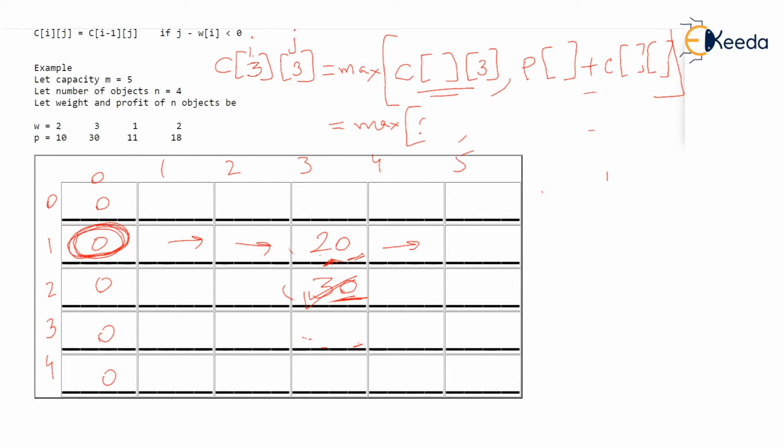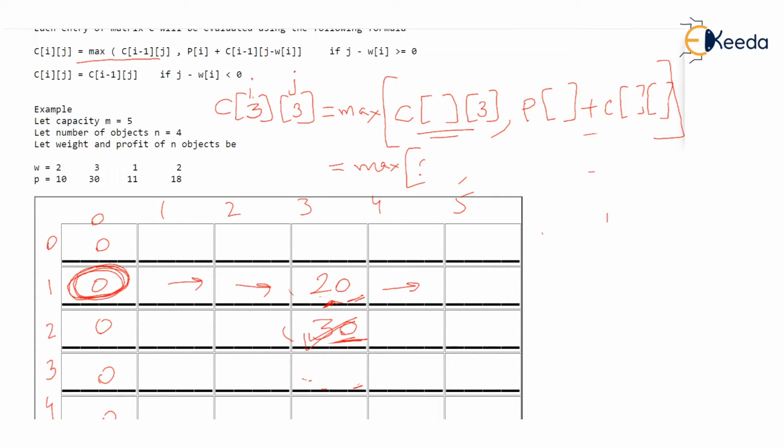Now, first of all, let us check the condition. The condition is if J minus Wi is greater than or equal to 0. Now, as you see, J is 3. So 3 minus W3, isn't it? Because I is also 3. Is it greater than or equal to 0? Now, W3 is the weight of the third object. And observe the data given. The weight of the third object is just 1. So 3 minus 1 is indeed greater than or equal to 0. So the first formula is applicable.